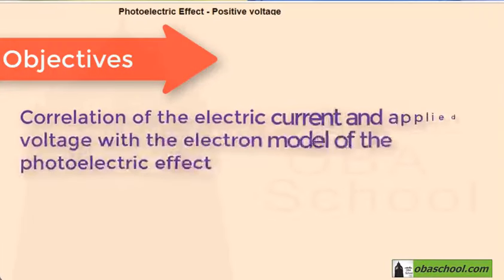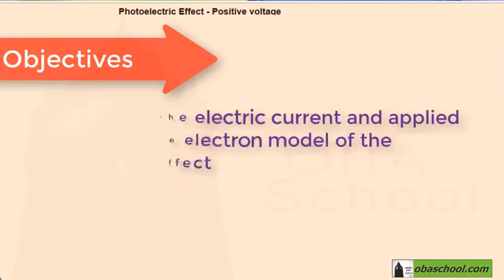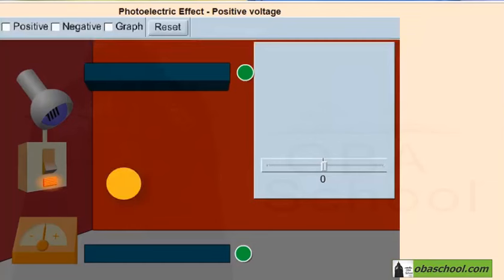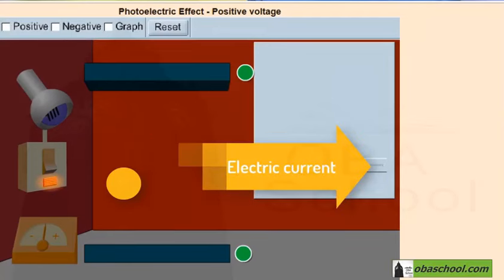In the following simulation, we will observe how the electric current and applied voltage correlate with the electron model of the photoelectric effect. So, electrons carry an electric charge, and the movement of electrons between plates in a photocell creates an electric current which can be detected by meters outside the photocell.